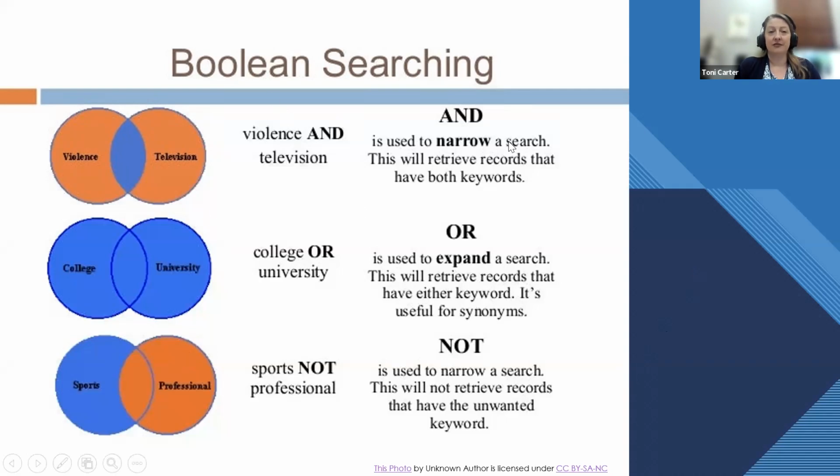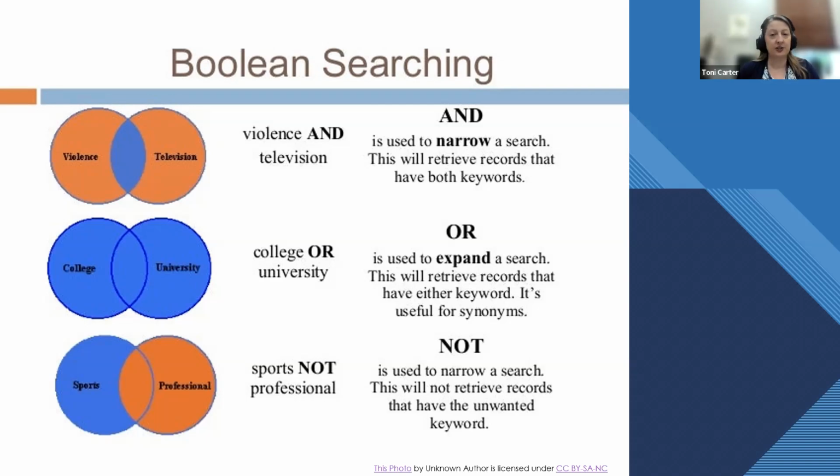But when you're searching, let's say you're searching Google Scholar for violence and television. You want to find articles or resources that have those two things in them. Google Scholar automatically knows you mean AND. You don't have to type AND. You just type violence, television. We're going to find articles that have both of those things in them.